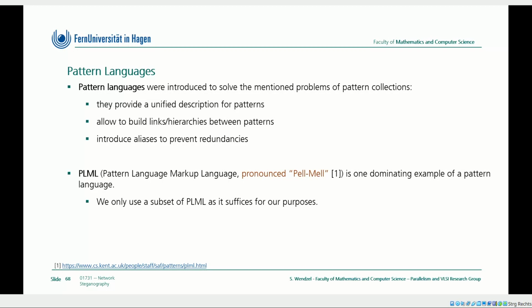For instance, if a pattern is known by multiple names, then you can choose one pattern name but also add the other names as aliases so that they are also taken into consideration. One such pattern language is PALML, the Pattern Language Markup Language. PALML is one example of such a pattern language. However, we use only a subset of PALML for our purposes.